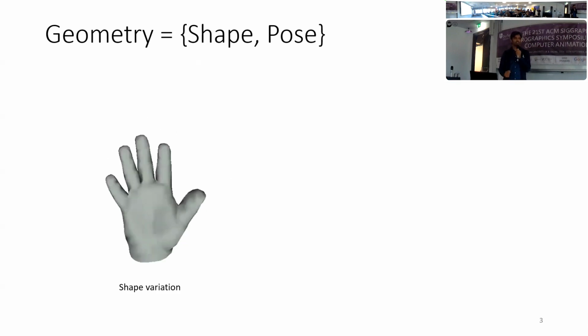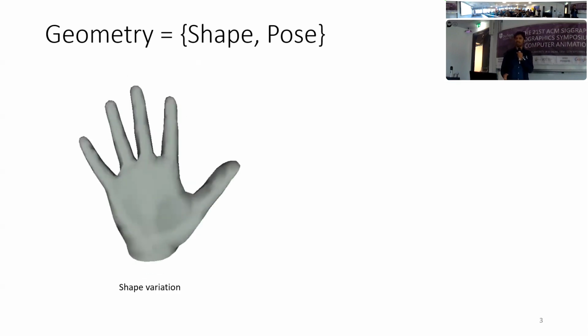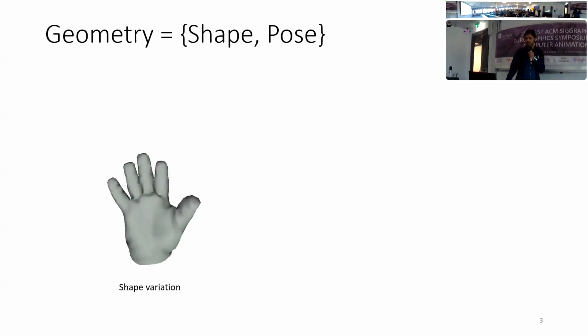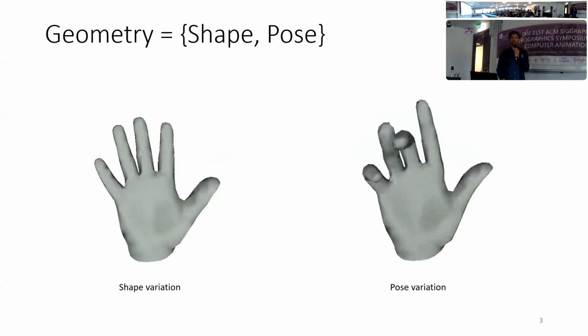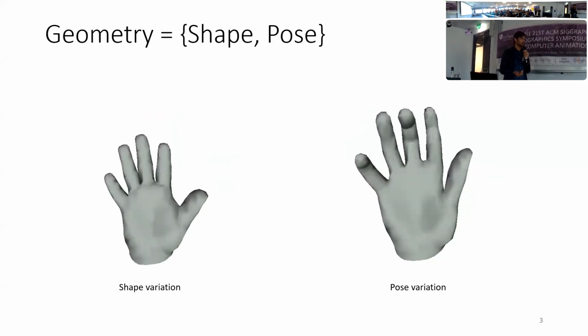Now, to simplify, let's decompose this geometry into two components, shape and pose. The shape captures the user-specific identity, for example, size, finger length, thickness, whereas the pose captures the configuration of the skeleton. This is generally represented by angles at each joint in the skeleton.